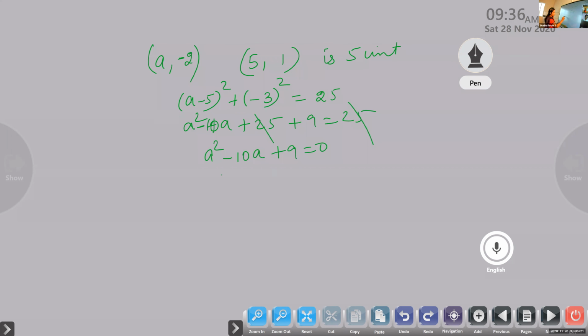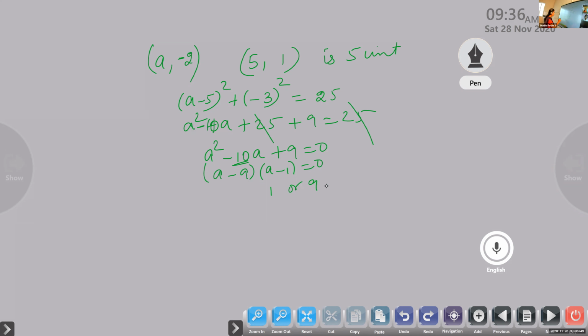When you factorize this, what will you get? Sum is minus 10, product is 9. So a is 1 or 9. Only this many steps are needed. But you are writing it in a very neat manner. If you spend more time on a 1 mark question, then for the 5 mark questions you will not get ample time to answer. 1 mark question, 1 or 2 steps.